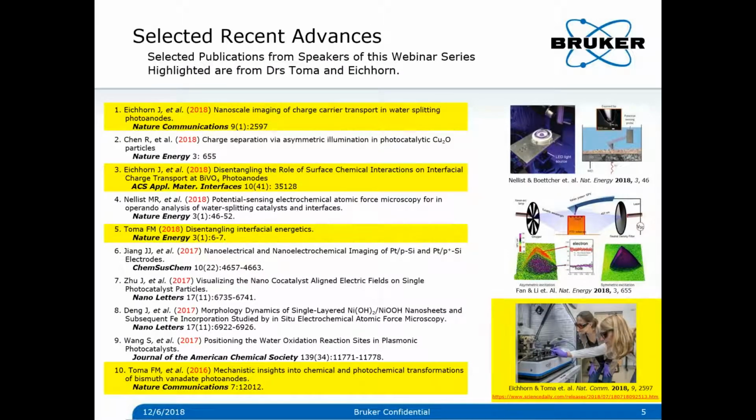Speaking about our co-presenters, really all of them in this energy research series have had a number of high-impact publications recently. On this slide here, I'm highlighting in yellow some of the recent high-impact publications by Drs. Toma and Eichhorn. They're Nature Communications, Nature Energy, as well as ACS Applied Materials Interfaces publications.